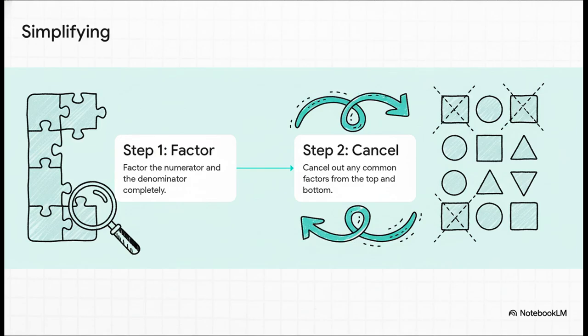First, you have to factor everything. Factor the top and factor the bottom completely. This is the most important step because it's like breaking the expression down into its Lego bricks. It lets you see all the individual pieces. Then, step 2, you just cancel out any matching pieces, any common factors that you find on both the top and the bottom. That's it.